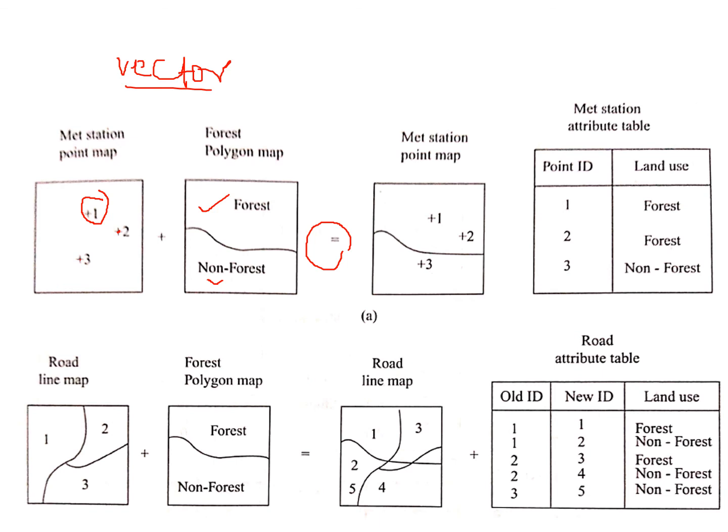So you will get the data in a format where one will be coming in the forest land, two will be coming in the forest land, and the third will be coming in the non-forest land. This is very simple to understand. So how is the analysis done? This is nothing but the intersection in the vector overlay analysis.